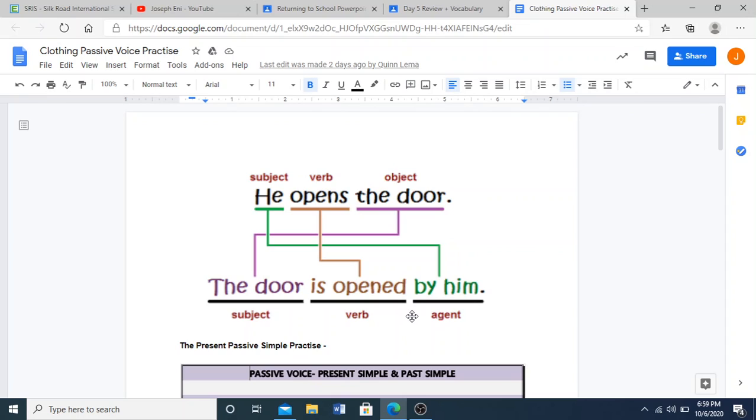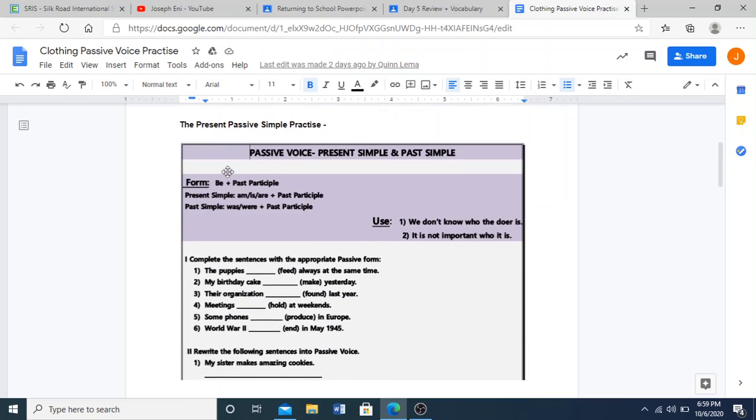Remember, in the passive voice, sometimes we don't need to write the agent. But whenever we want to write the agent, we have to introduce the word by, then add the agent to show the agent. Okay, so let's continue. The present passive simple practice. So this is a simple practice for today's class. In today's class, we shall be doing practice using this. But before then, let's look at how to form the passive voice, both for present simple and past simple.